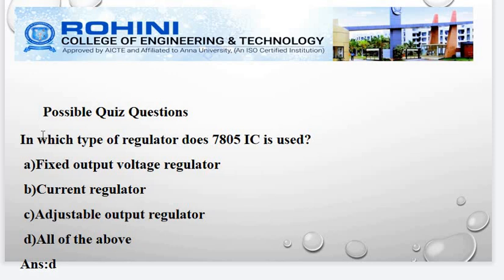The possible question is: in which type of regulator is the 7805 IC used? The answer is all of the above. It can be used as a fixed output voltage regulator, current regulator and adjustable output regulator.